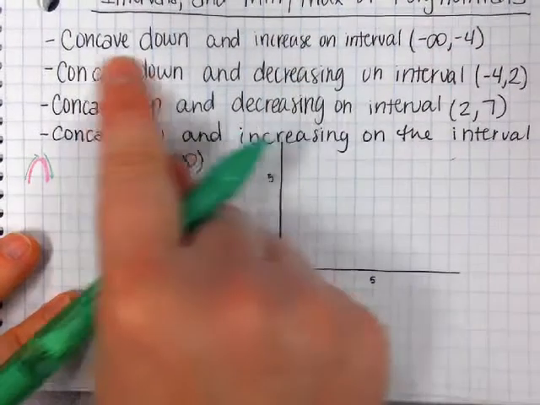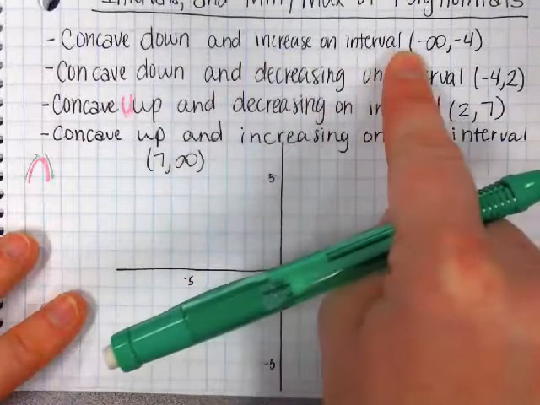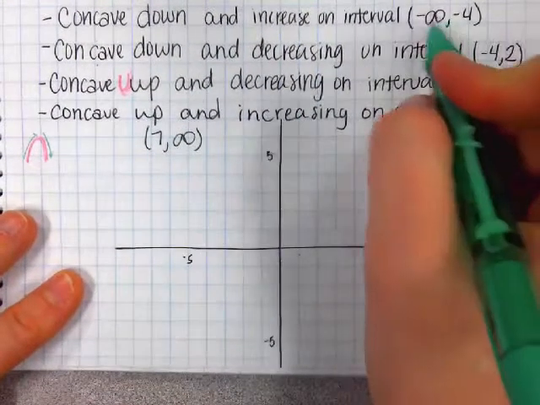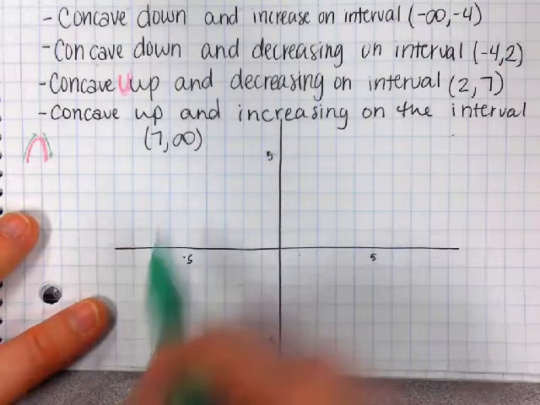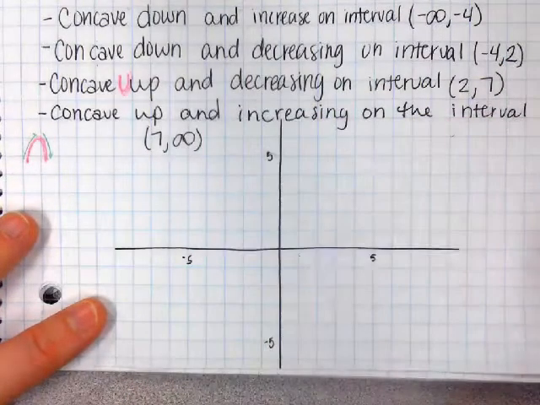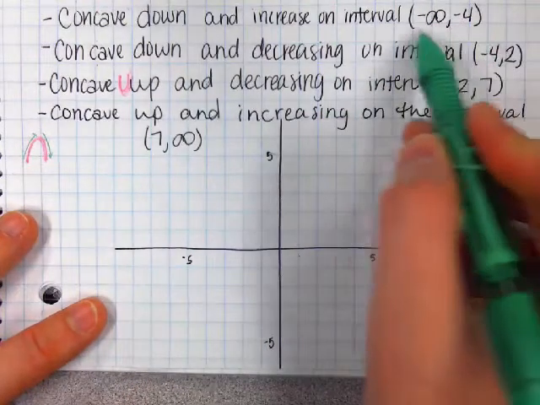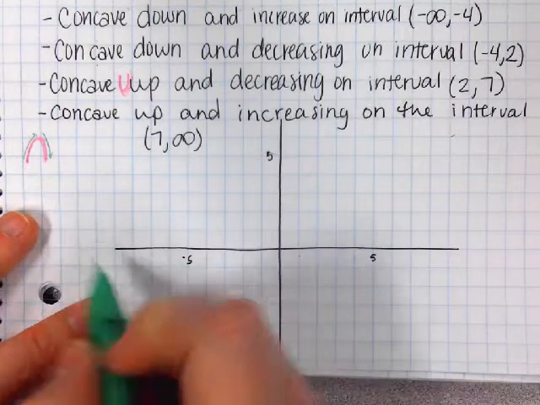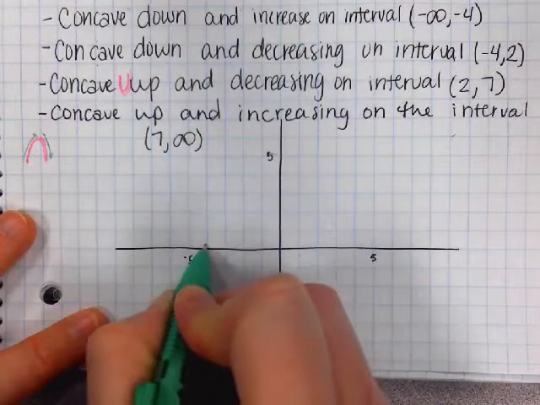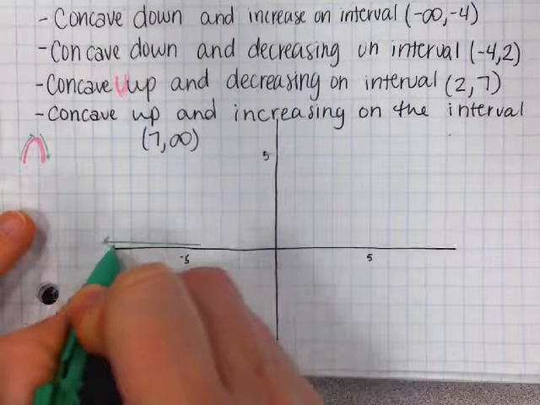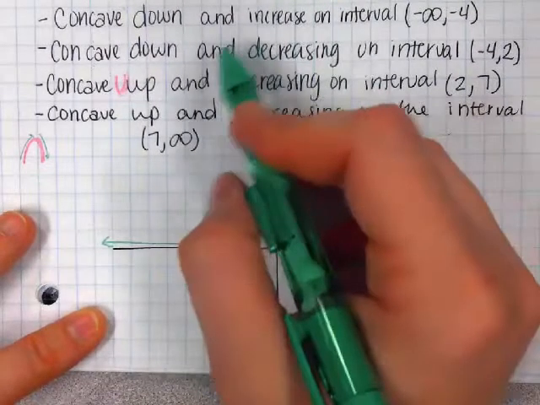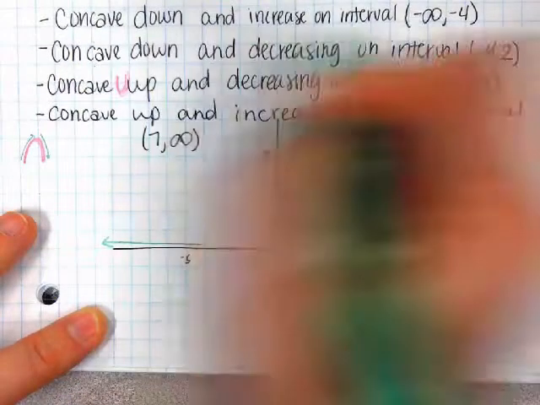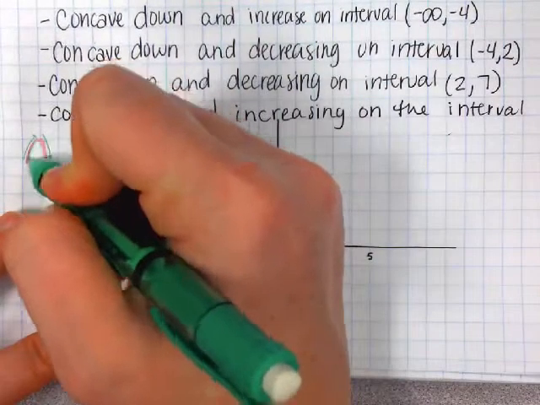So it says concave down and increasing on the interval from negative infinity to negative 4. Remember, these are talking about the x values. So we don't care how high up. It doesn't tell us how high up. It just tells us it's increasing from negative infinity, so back here, to negative 4. So all back here, it is concave down, so it's going to be like this, and it's on the increasing side, so it's this side of it.